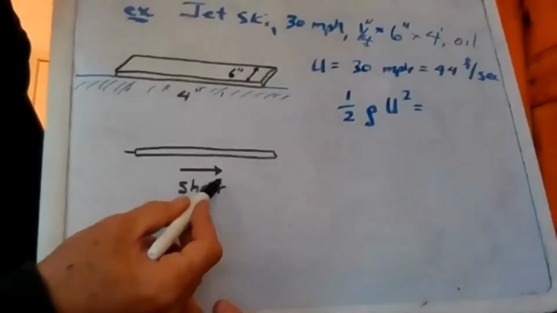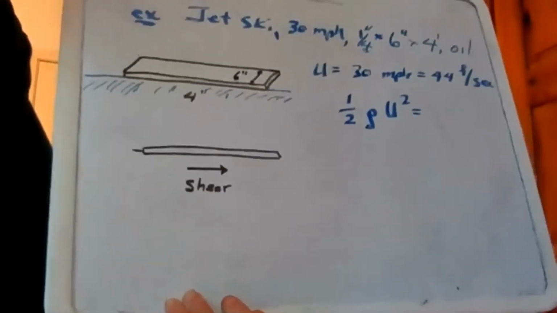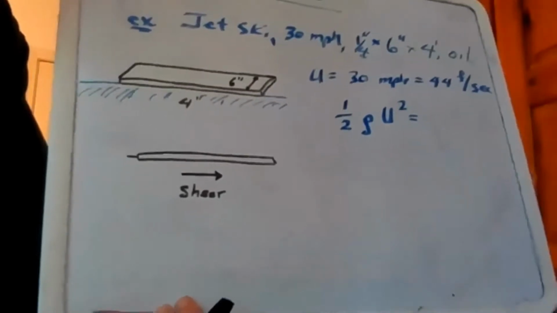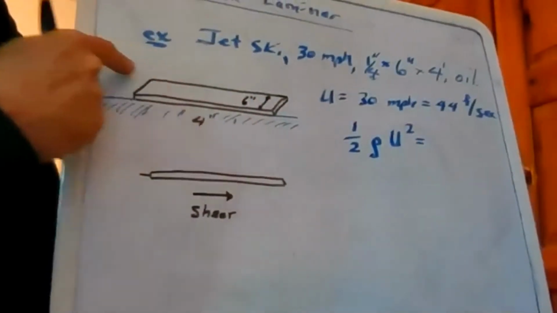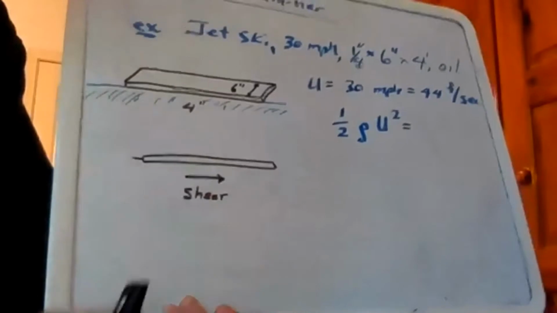On the other hand, we're definitely going to get shear. Oil is a very viscous surface, and so as this jet ski tries to move to the right, there's going to be a shear to the left.